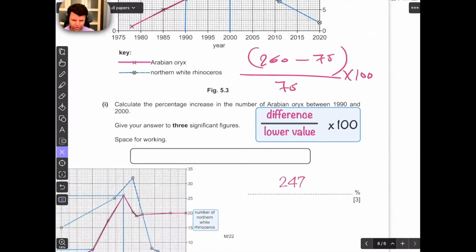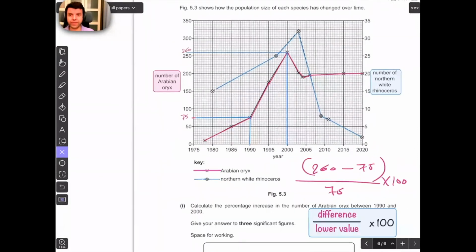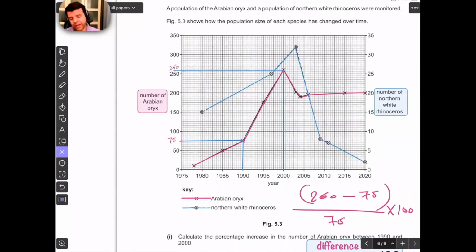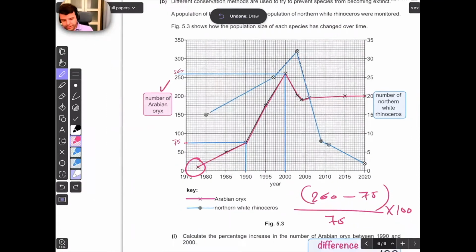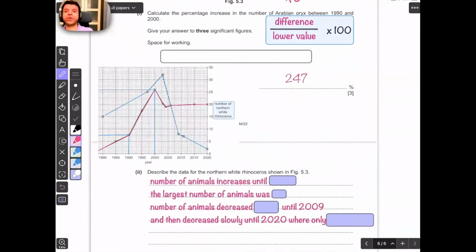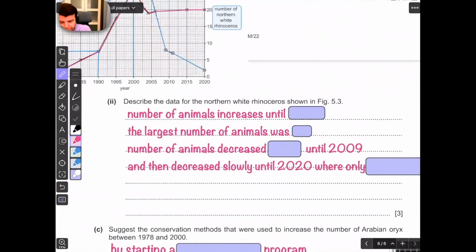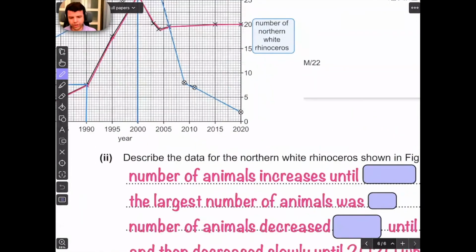This shows you what? This shows you that they've been doing good work here, because they took these animals and they're trying to conserve them. They're trying to increase the numbers. So for this animal here, they increased this number quite a lot, which is really good, right? Now, the next question, look what they said. They said, describe the data about the other animal, right? So the other animal here, which is the one shown in blue.